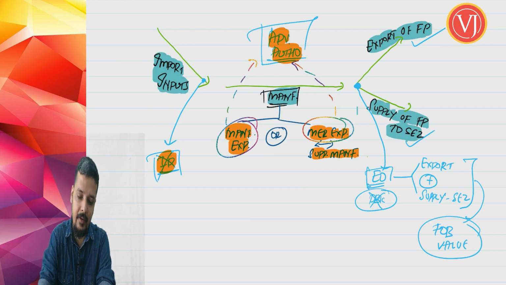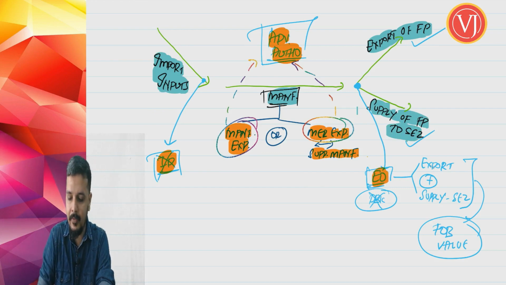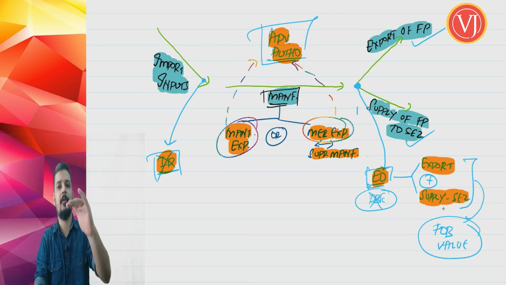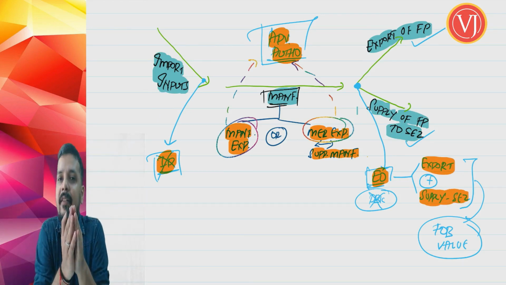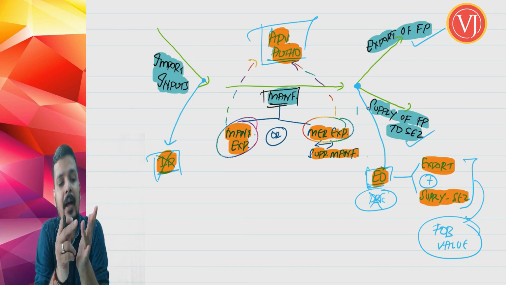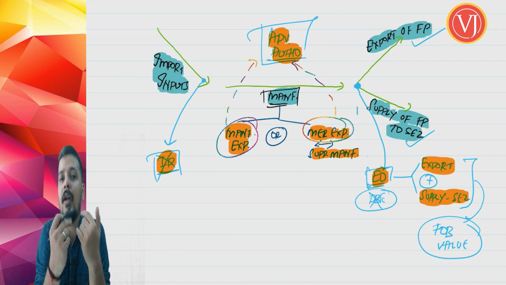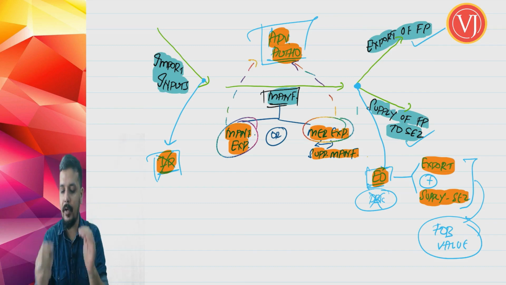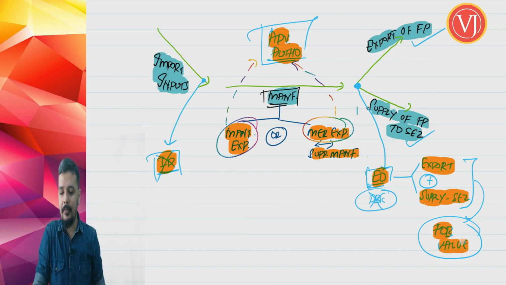In both the cases friends, it will be counted for your export obligation. So actual export, even supply to special economic zone, is always at par with the actual export. The only thing that you have to understand is your supply to special economic zone and deemed exports is not counted for your MEIS and SEIS. For other benefits of foreign trade policy, they are always counted. So you are talking about FOB value, both for your actual export and supply to special economic zone.